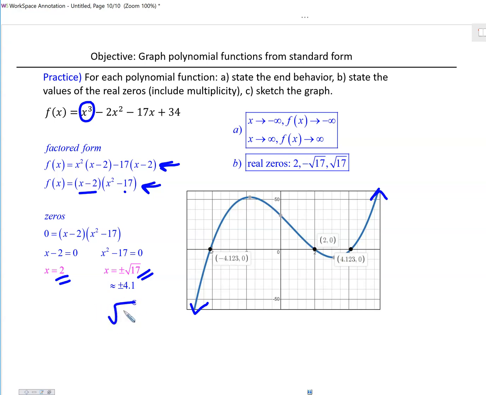And your square root of 17 is between 16 and 25. So square root of 17 is between 4 and 5. 17 minus 16 is 1. 25 minus 17 is 8. So you can see 17 is a lot closer to 16 than it is to 25. So the square root of 17 is a lot closer to 4, and it's about 4.1. So then we graph those and draw our curve.